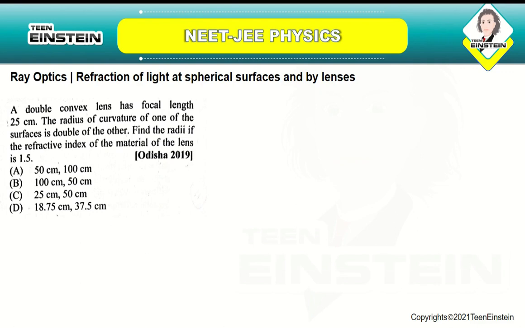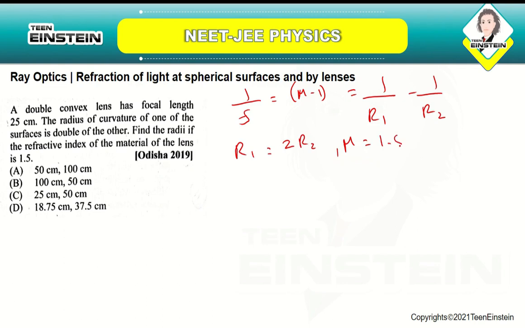So here they have given you the focal length of the convex lens, and 1 by f is equal to (mu minus 1) into (1 by r1 minus 1 by r2). So here they have given you r1 is equal to 2 r2 and mu is equal to 1.5, because they have given the radius of curvature of one of the surfaces is double the other. And the focal length they have given us is 25 centimeters. They have given it in the question itself.